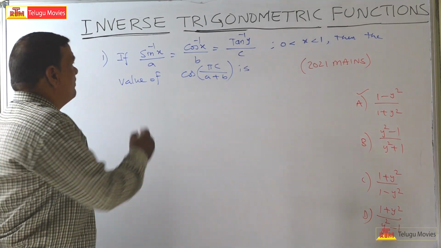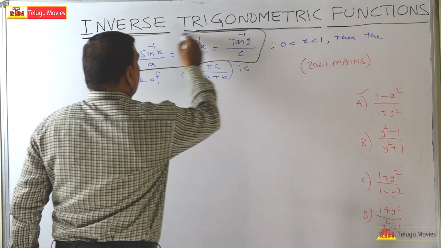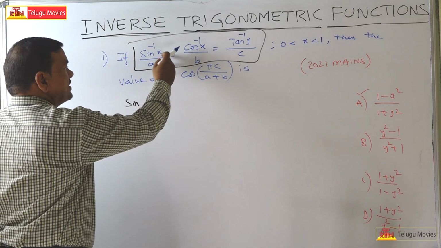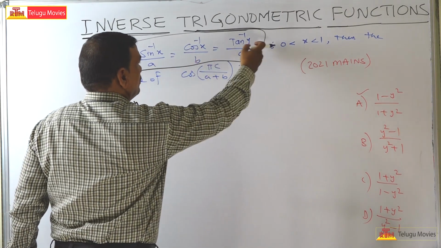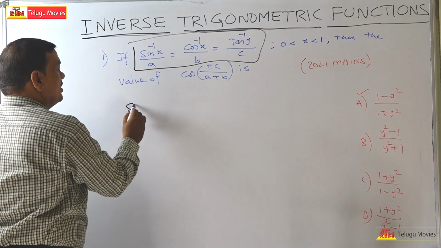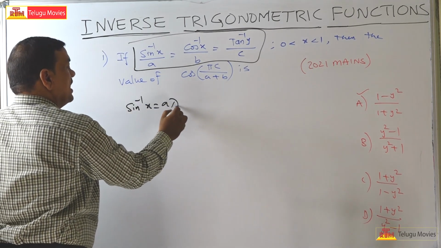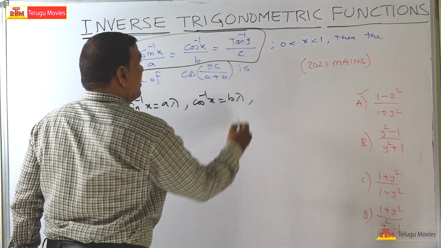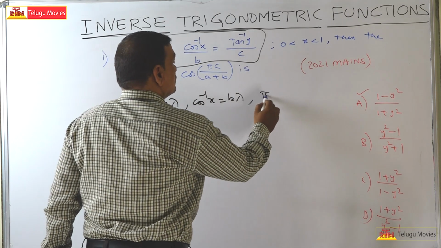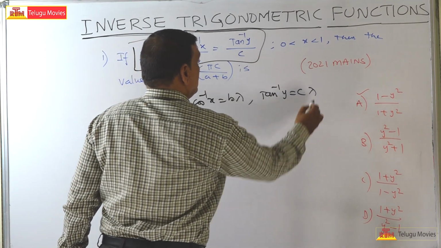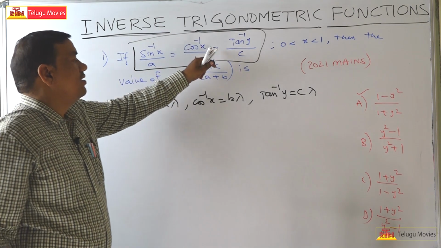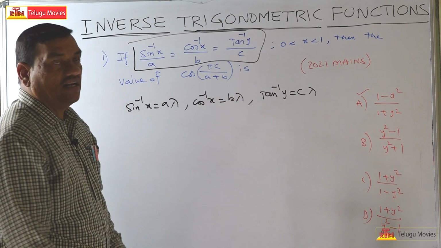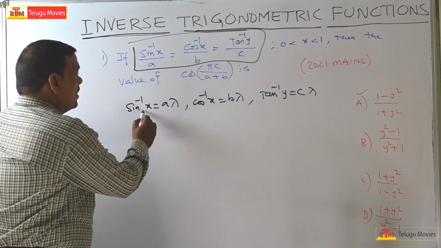Whenever such type of things are given, we will call it as equal to lambda. Let us take that. Therefore, sin inverse of x by a is equal to cos inverse of x by b is equal to lambda. From that I will write down directly. So, sin inverse of x by a is equal to a lambda, cos inverse of x by b is equal to b lambda. Next, tan inverse of y is equal to c lambda. So, this is a lambda, b lambda, c lambda. Okay now. So, from this can we get any relations? Any relation? Yes. I have one formula.